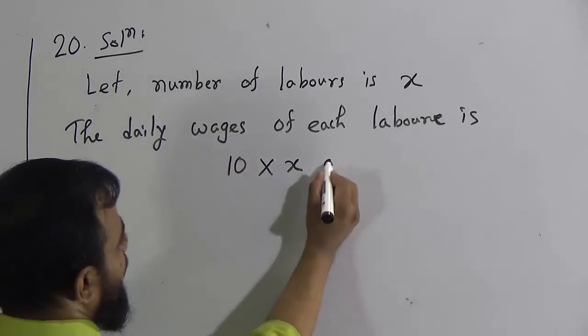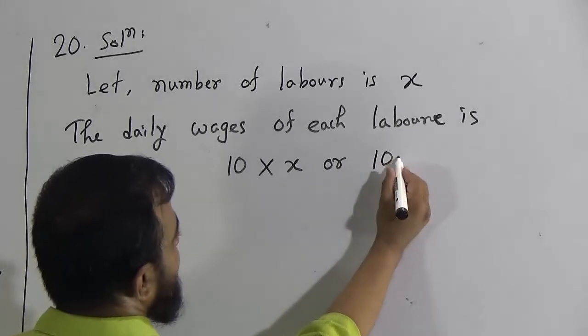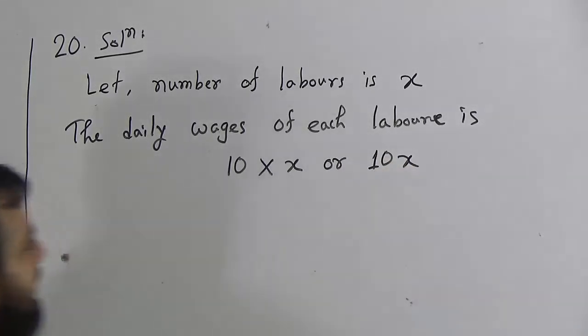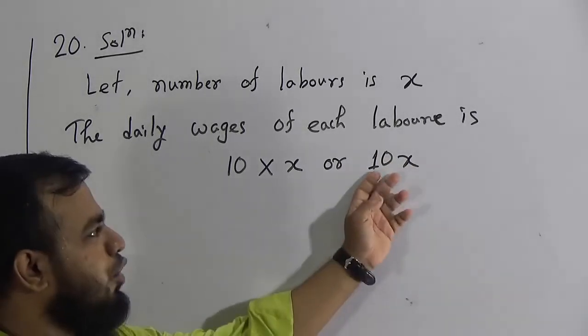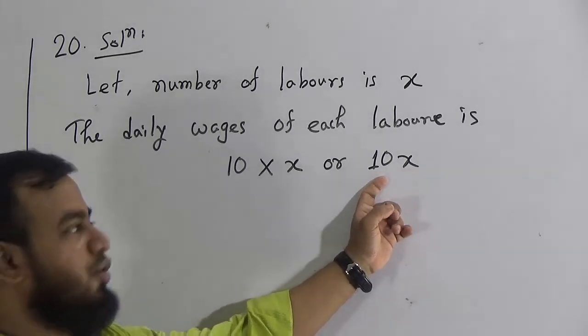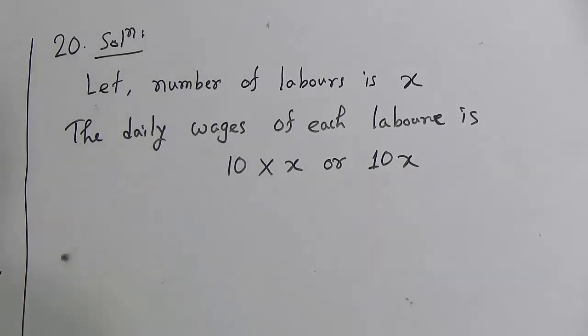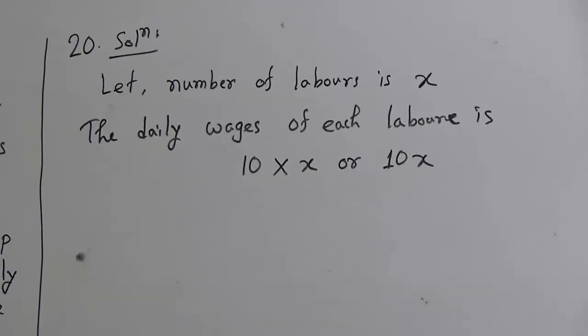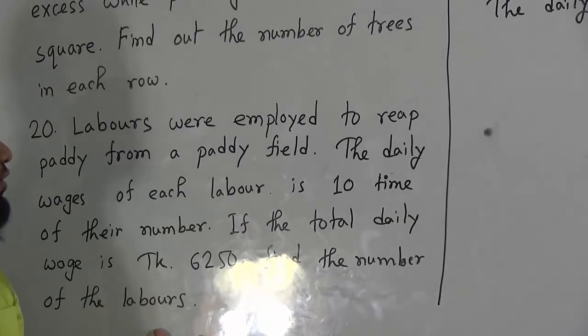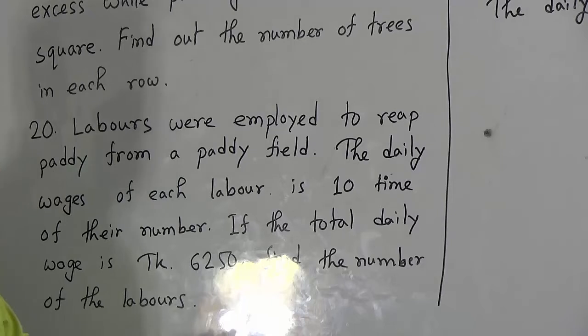That's equal to 10x. This is the income of each and every labor. But we need to find out the total income, the total wages. Total wages is what? Look at the question again. If the total daily wages is 6,250, find out the number of labors. We need to find out the number of labors, the value of x.